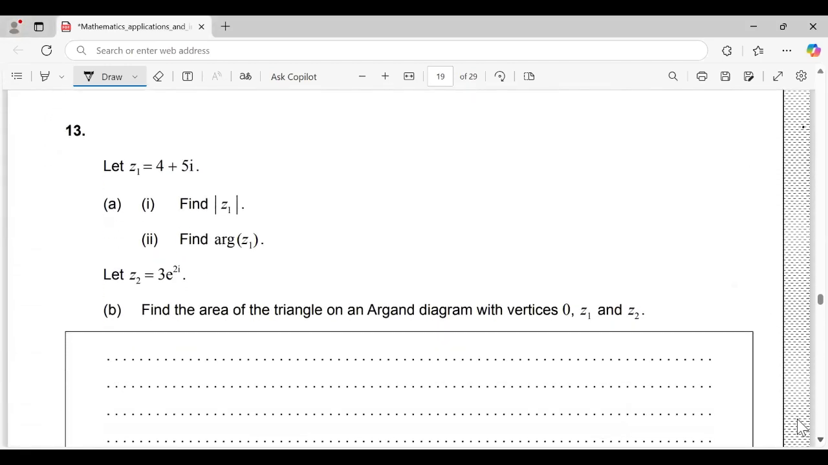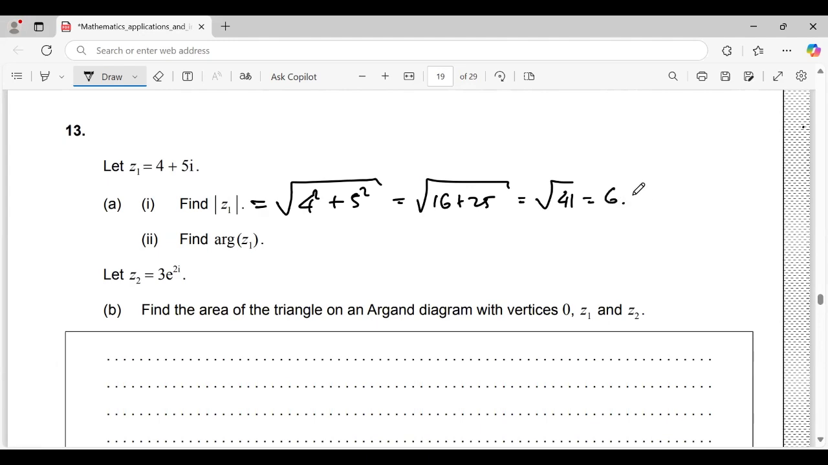Number 13. Let Z1 equal 4 plus 5i. Find modulus Z1. Modulus Z1 equals square root of 4 squared plus 5 squared, and it is 16 plus 25, square root 41, which is 6.40312. Rounded off, it becomes 6.40.